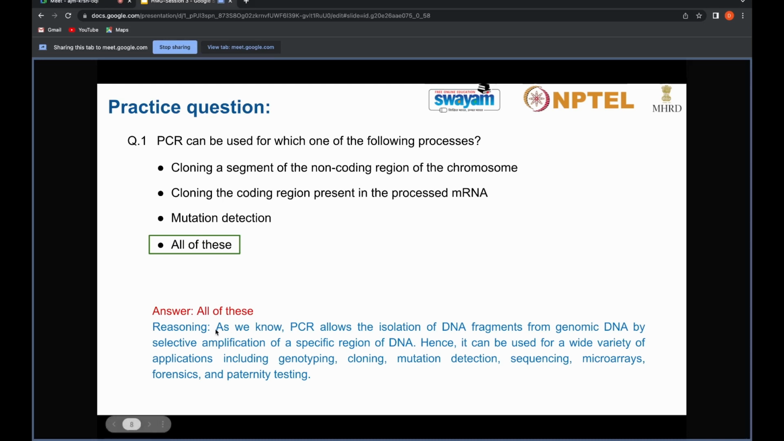If we talk about the reasoning, as we know, PCR allows the isolation of DNA fragments from the genomic DNA by selective amplification of a specific region of DNA. Hence, it can be used for a variety of applications, including genotyping, cloning, mutation detection, sequencing, microarrays, forensics, and paternity testing. I hope you are aware that with this we can amplify a specific region depending on the primers we use, which are specific to the regions before and after that particular sequence of interest. In that way, we can use PCR for multiple things, as we have discussed here. Now let's proceed to the next question.